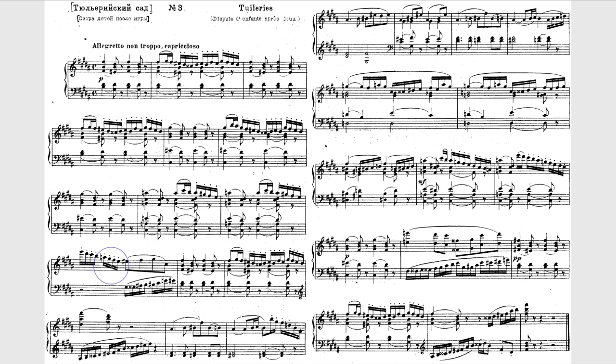Then we have one more little very, very fleet-fingered reaction, which pulls us right back to where we started. As we're looking at this, once again, always think about what instrument might take what particular line or group of notes. Back where we started, we repeat this again. Then we have yet another reaction. Finally, we get to the second subject.